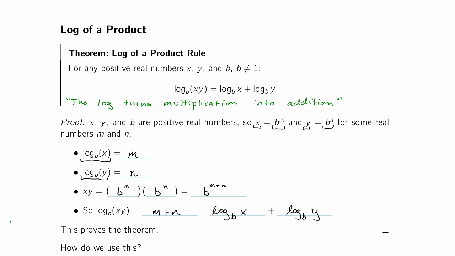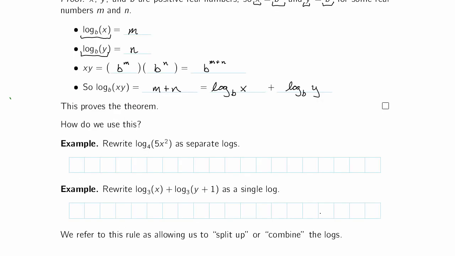So as long as x and y are already positive numbers, this rule applies. We can split up the log in this way. How do we use that? Well, we use it in two different ways. It might be that we have a log of a product, in which case we want to use the rule going from left to right to say that the log base 4 of 5 times x squared is the log base 4 of 5 plus the log base 4 of x squared. So the log of the product becomes the sum of the logs.